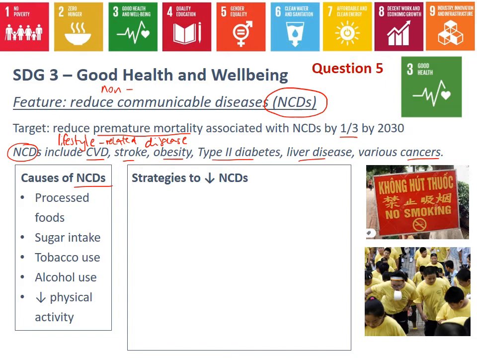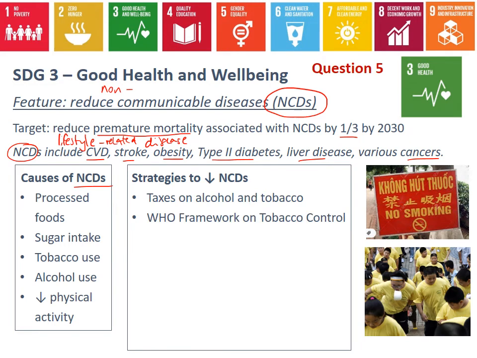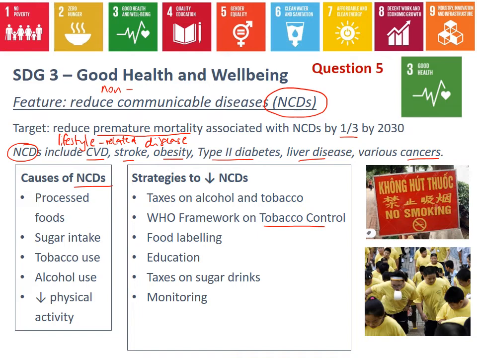Strategies, again, none of this will be new. Strategies to decrease non-communicable diseases are things like having taxes on alcohol and tobacco. Again, this WHO framework on tobacco control. Labeling food so people know what's in it. Education. Taxing sugary drinks. Monitoring, so looking at the trends and seeing what's working, what's not working.